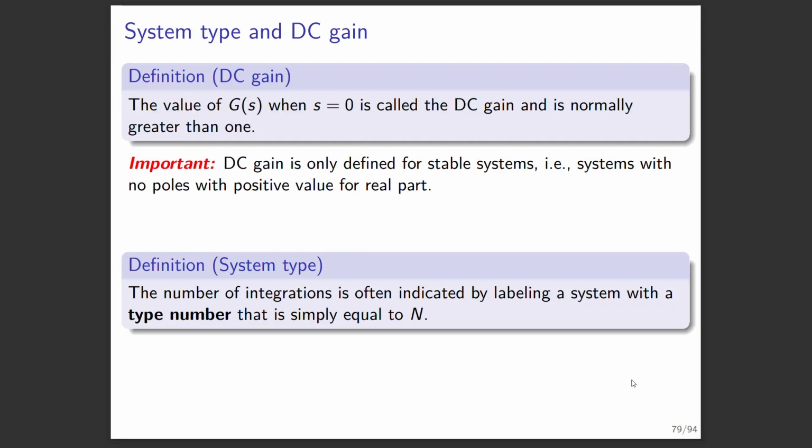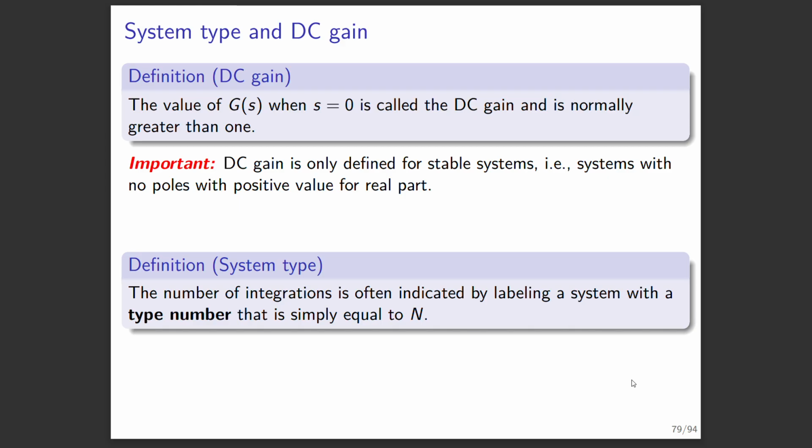Okay, now let's see two definitions here. Now that we talk about having s equals 0 in the denominator and evaluating the system at s equal to 0, let's see these two definitions. The first one is the DC gain. The DC gain is the value of your transfer function when it's being evaluated at s equals 0. Notice that DC gain is only defined for stable systems, so systems that have poles on the right-hand side, positive poles, don't have DC gain.